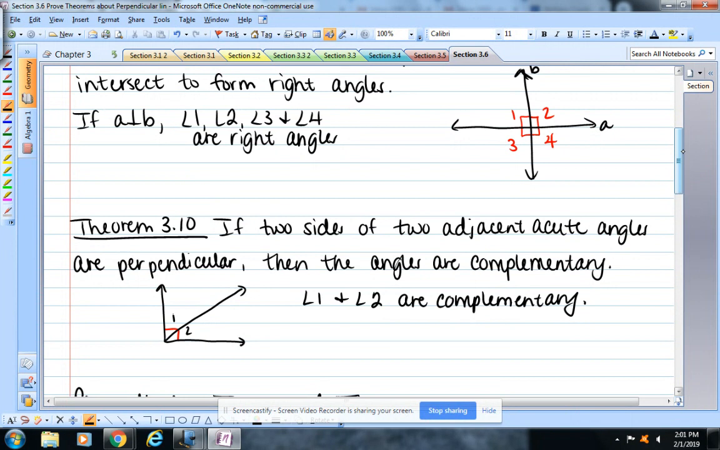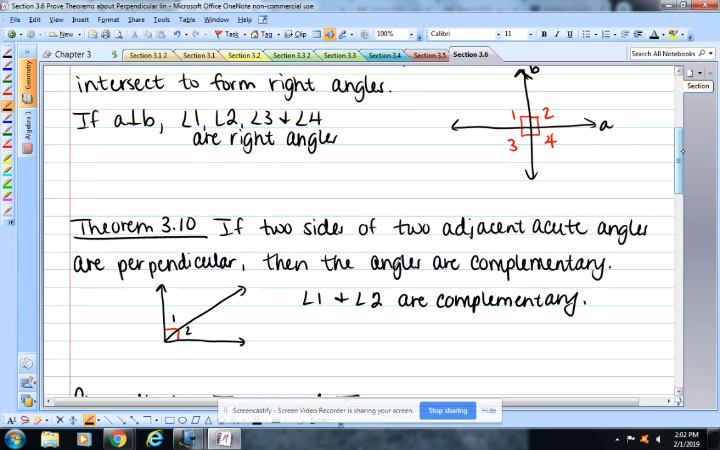All right, the next one is theorem 3.10, which we are going to do a little math with in a little bit. If two sides of two adjacent, okay, clue word. What does adjacent mean? Do y'all remember? Adjacent means they touch each other. They're right up against each other. Okay? So if two sides of two adjacent acute, what does acute mean? Less than 90-degree angles are perpendicular, then the angles are complementary.